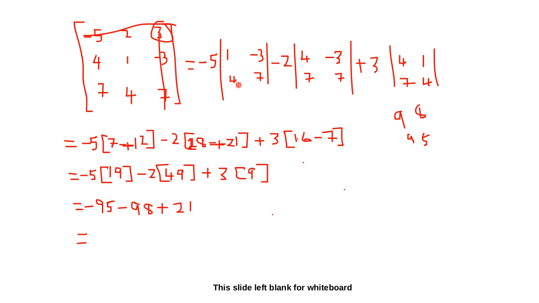7 there, minus that. Okay. 5, 1, 4, negative 3, 7. Then minus 2 there. We had 4, 7, negative 3, 7, that is okay, plus 3, therefore 7, 1. Okay, we are correct. So this will be 3 here.